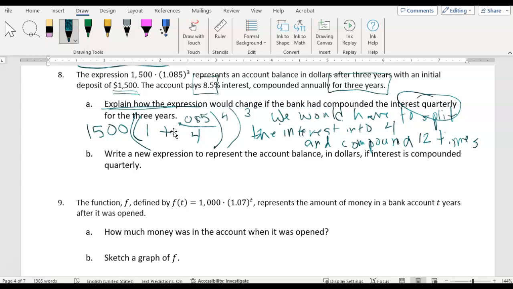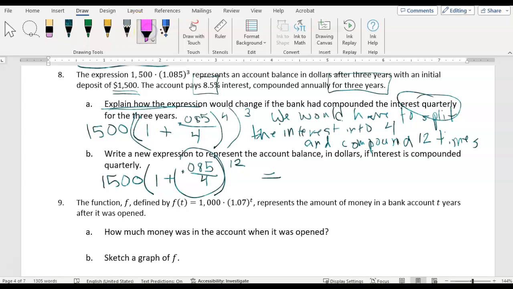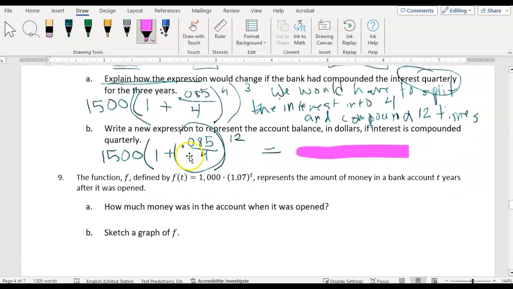So actually that's already what Ms. Lee did. If you want to, you can go ahead and rewrite this as 1,500 times 1 plus 0.085 divided by 4 to the 12th power. You can also write this by calculating that out and putting the actual decimal there. So if you would like to, I would suggest you go ahead and compare those two, because those two are equivalent expressions.